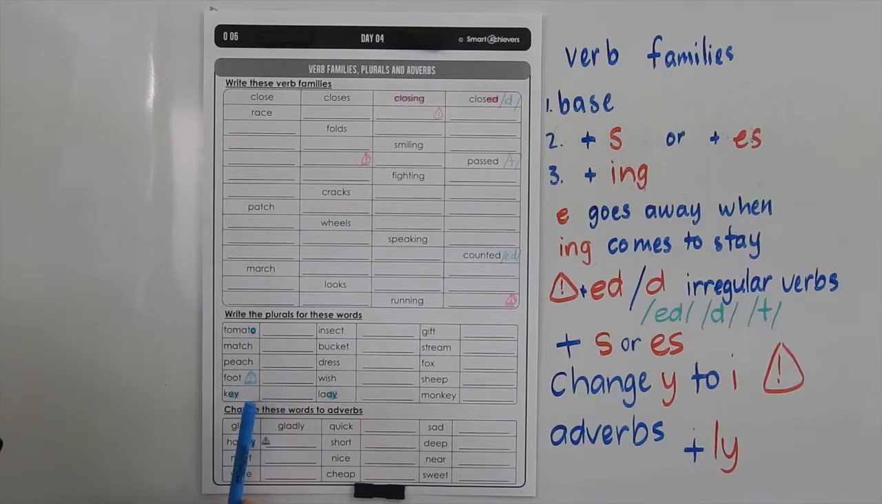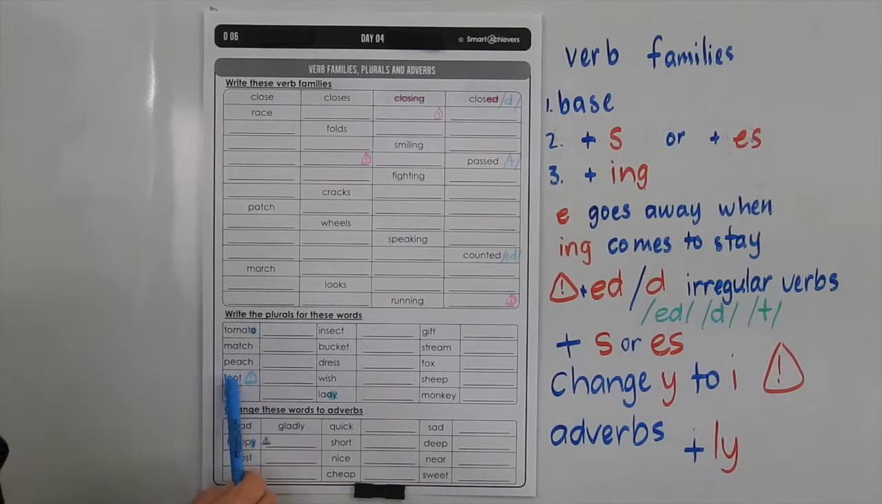Now there are some other rules here too. So if we have a consonant before a Y, we change the Y to an I before we add the ES. But if there's a vowel before the Y, don't change it. You've got to leave that vowel and that Y in there.